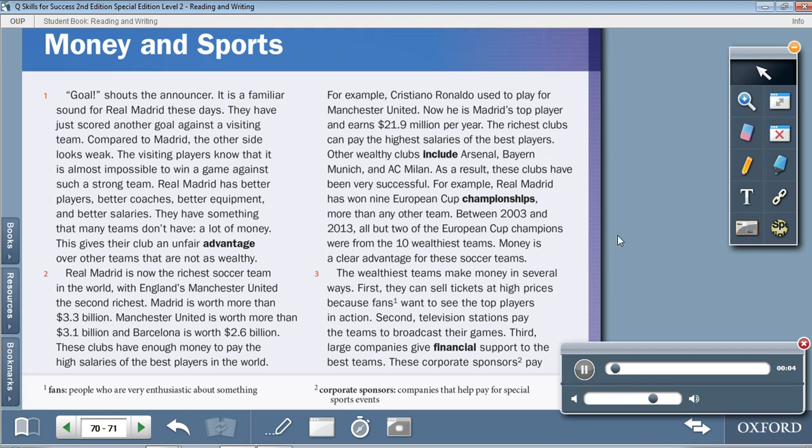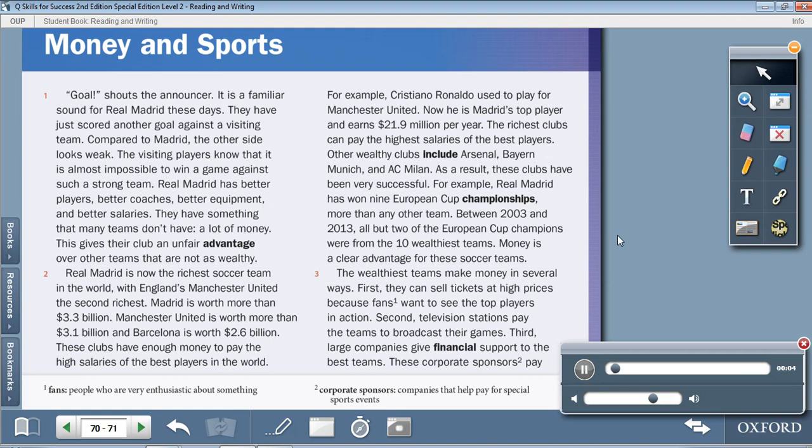Other wealthy clubs include Arsenal, Bayern Munich, and AC Milan. As a result, these clubs have been very successful. For example, Real Madrid has won 9 European Cup championships, more than any other team. Between 2003 and 2013, all but 2 of the European Cup champions were from the 10 wealthiest teams. Money is a clear advantage for these soccer teams.